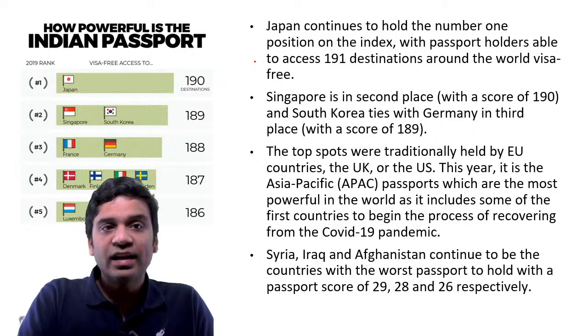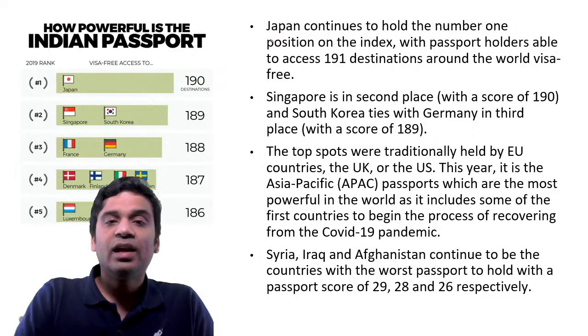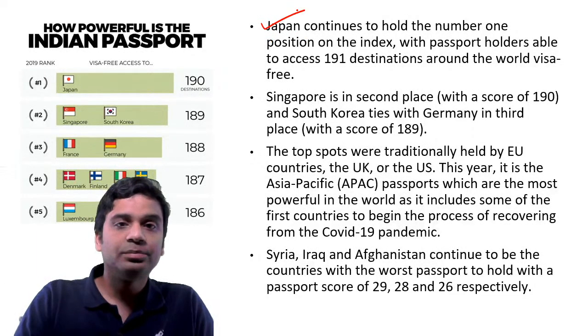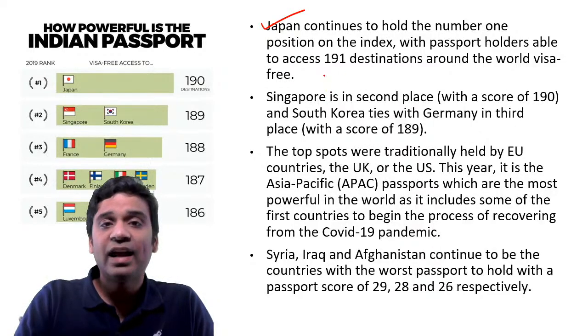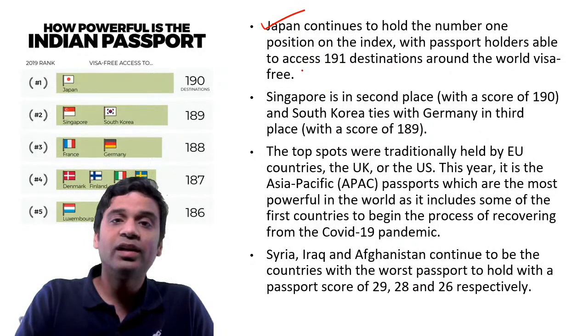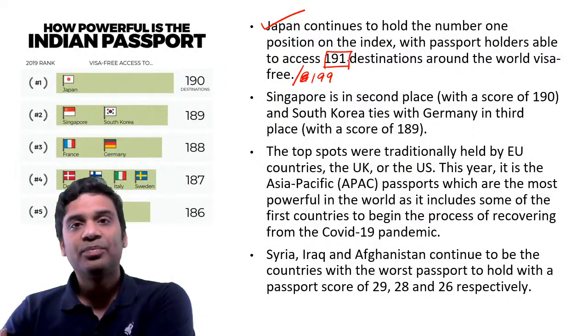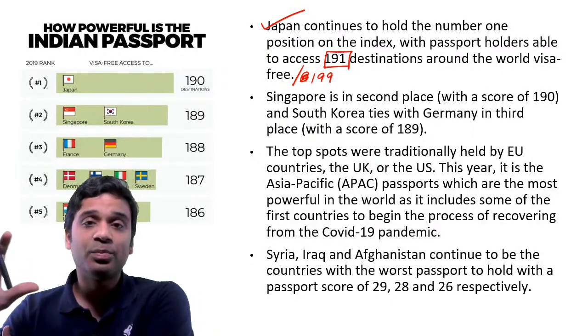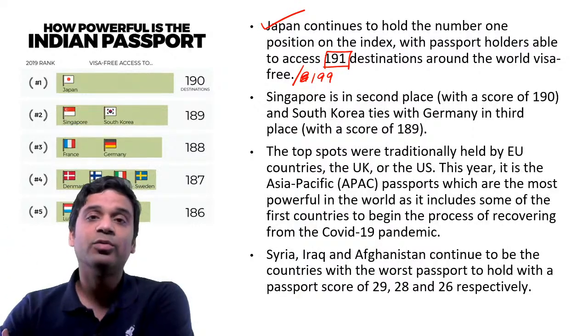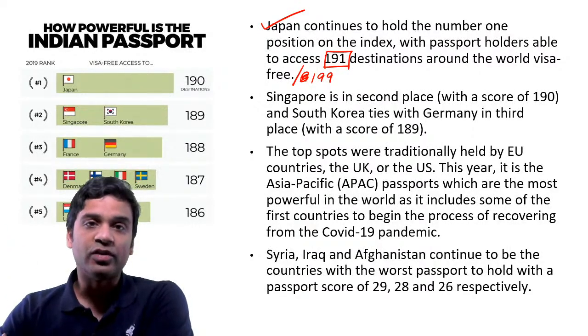So in this index, in the 2021 ranking, Japan has got the first place. They have ranked 199 countries. Out of that, in 191 countries, Japan already has visa-free access. Imagine Japan's power. If you have a Japanese passport, you can go to 191 countries without a visa. You can just go on your wish.